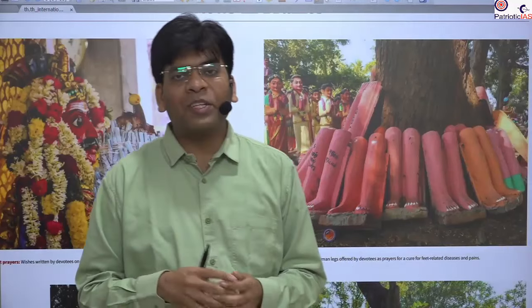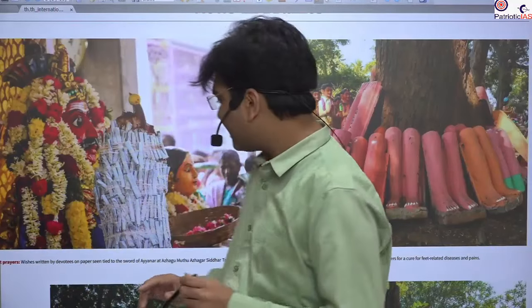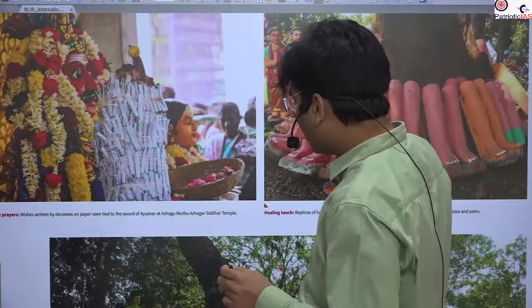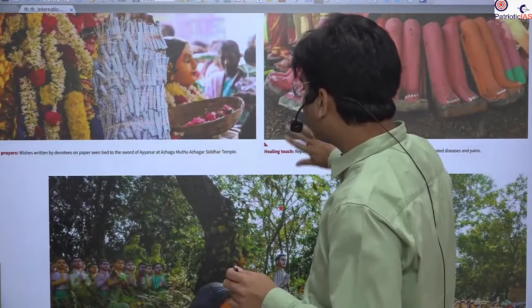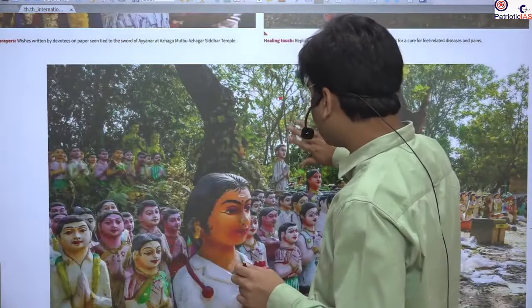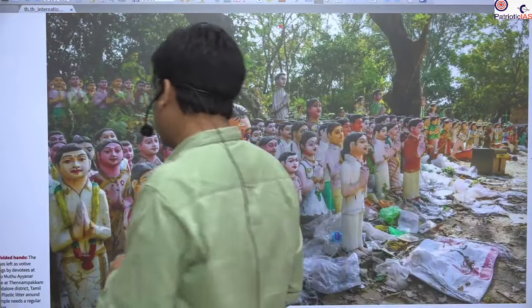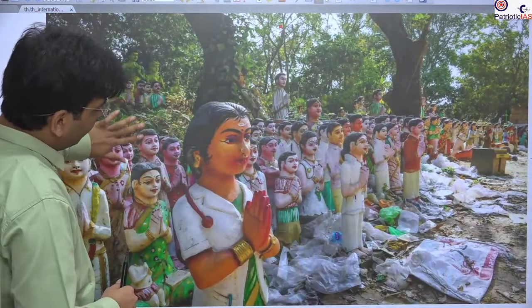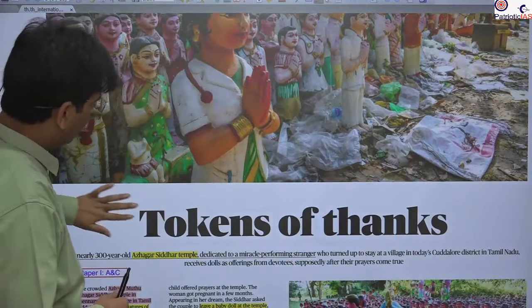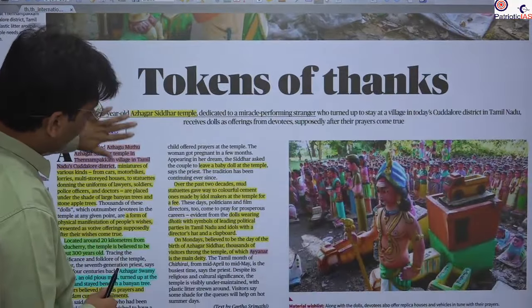If it is the politician uniform. So here you will find all types of uniforms, because all types of people have come and made wishes here, and their wishes have been fulfilled. So there is a beautiful story of this temple. This is known as the Jhagu Muthu Ajgat Siddharth temple. It is in a small village in Tamil Nadu, and now it has become very famous. These are the dolls, these are the miniatures that have been offered.